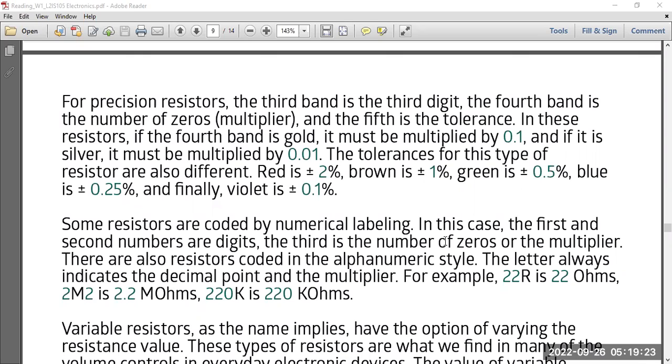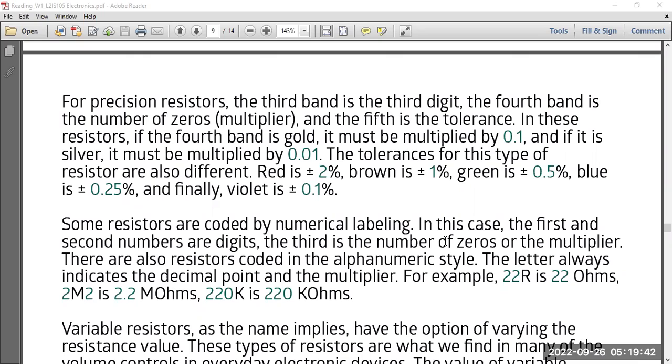Now, violet or purple is the same. Somewhere in the books, you will find the word purple, and in some books, you will find the word violet, but it is the same. Both are the same. Some resistors are coded by numerical labeling.